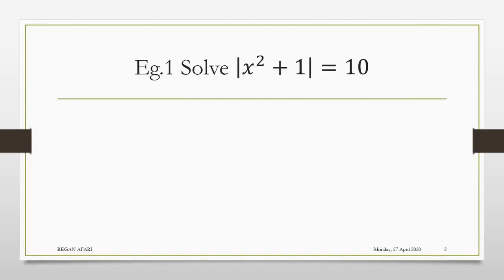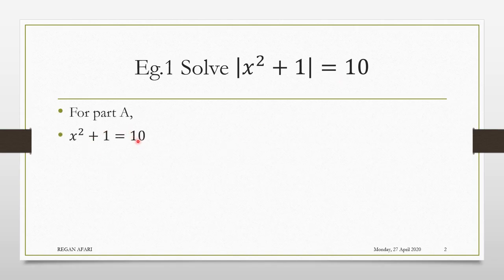Okay, so let's start. Now we have a question as this: the absolute of x squared plus 1 is equal to 10. Like I said in our previous videos, all that you have to do is equate x squared plus 1 equals 10 for the first part, and then for the second part you equate x squared plus 1 to negative 10. Okay, so that is it. Let's start.